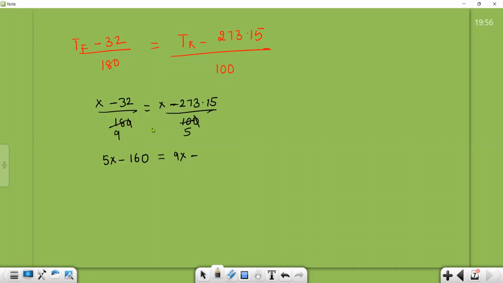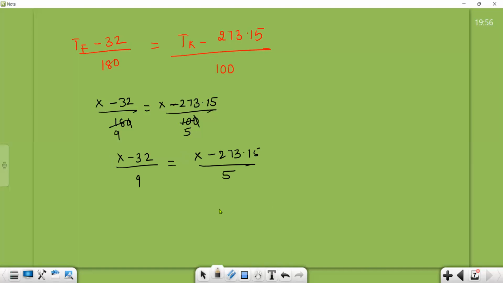273.15, you know cross multiplication, right? Or should I tell? Ma'am, we know cross multiplication. Okay, tell me. 9x minus 9, how much? Minus 273.15. You know cross multiplication, or else should I explain? So we are left with x minus 32 by 9 is equal to x minus 273.15 by 5, right?